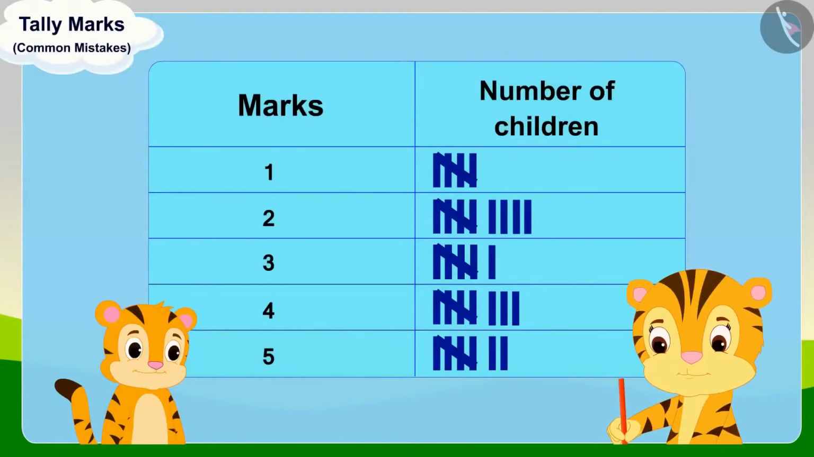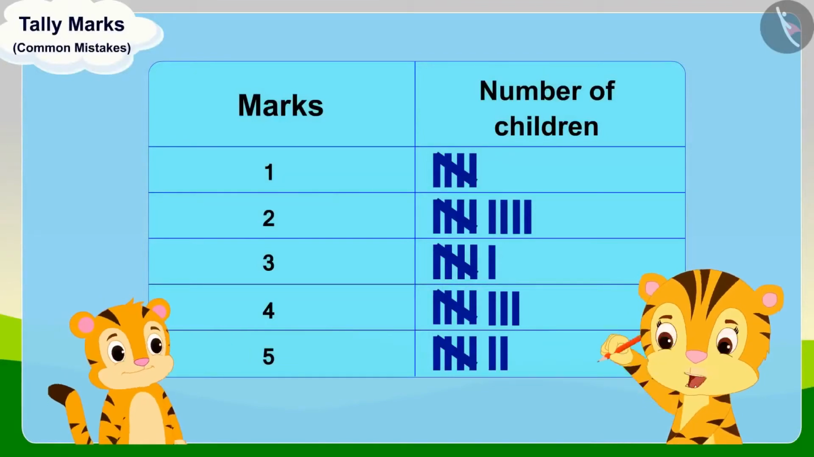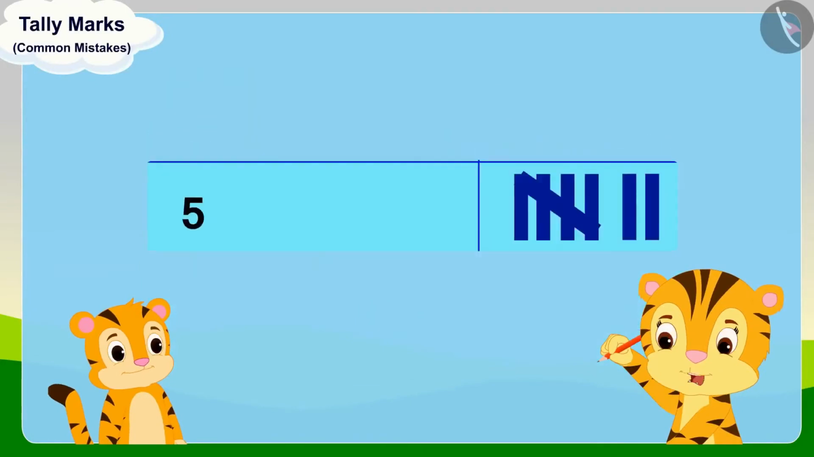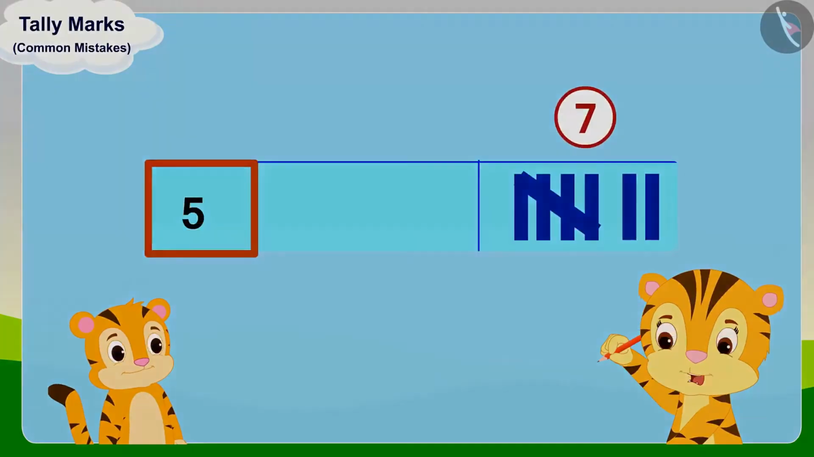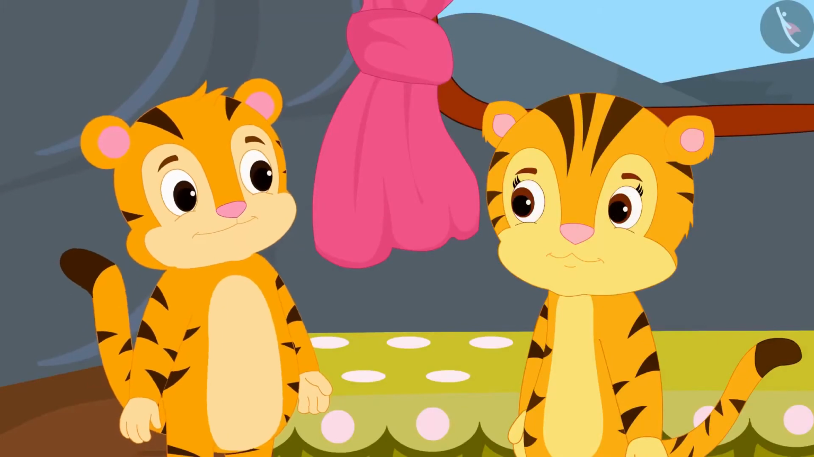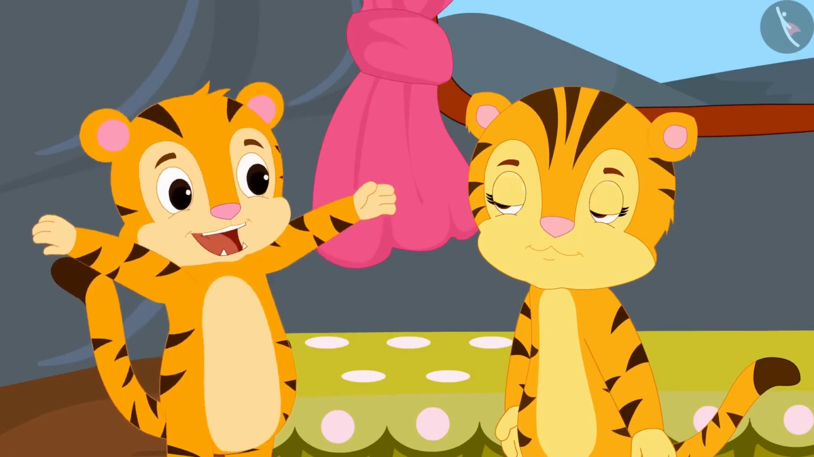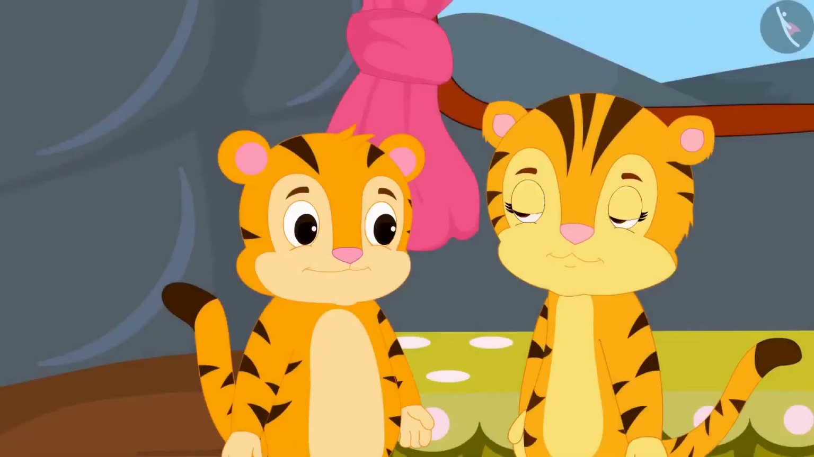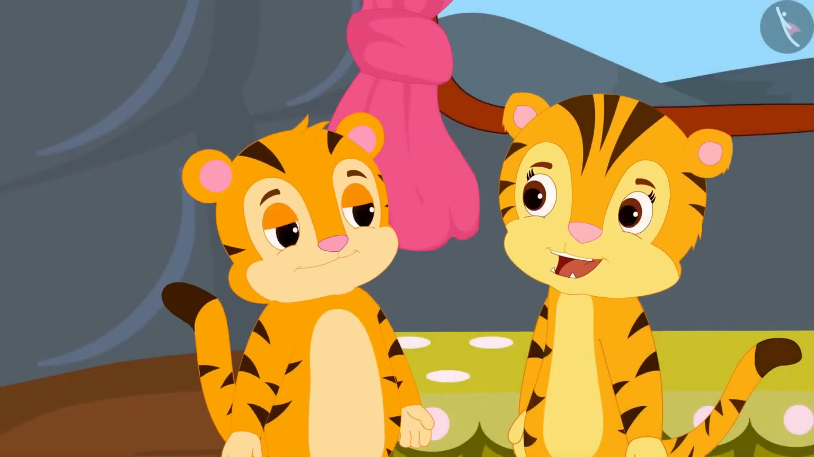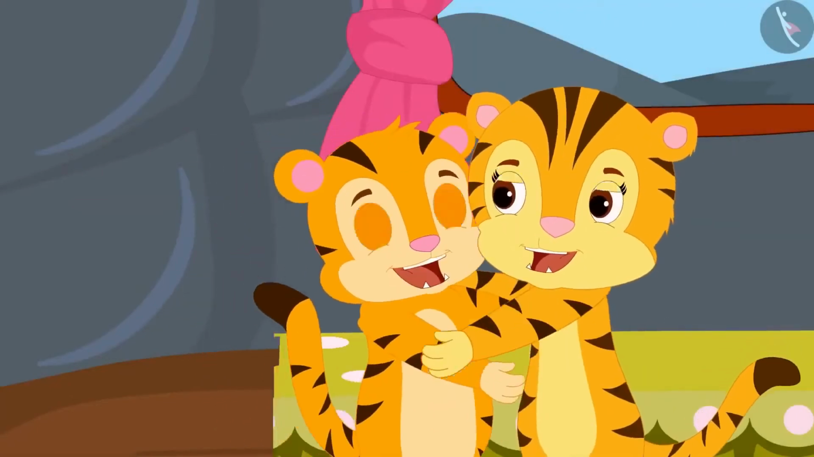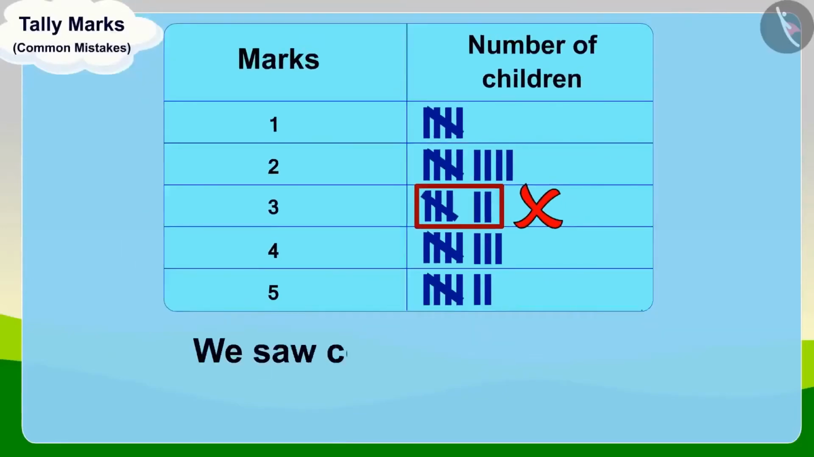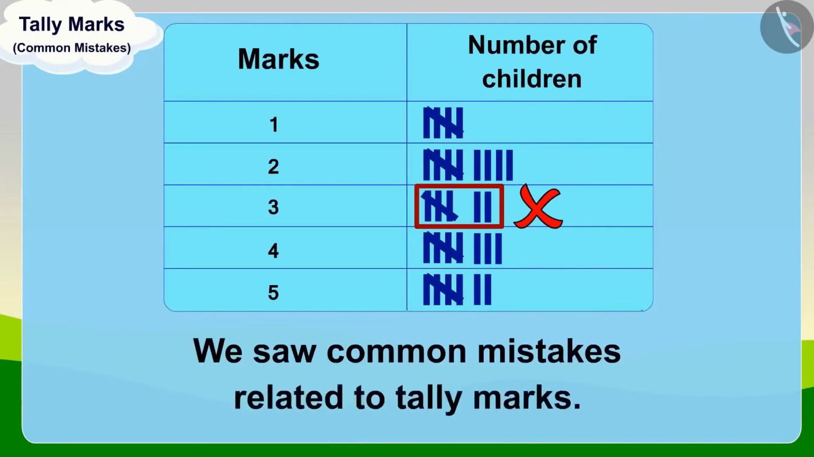Mrs. Khan said to Sher Khan, Look, son, 7 children in your class got 5 out of 5 marks. Upon hearing this, Sher Khan promised Mrs. Khan that next time he too will study more diligently and get the highest marks in the class. Mrs. Khan became very happy and hugged Sher Khan. Children, in this video we saw common mistakes related to tally marks.